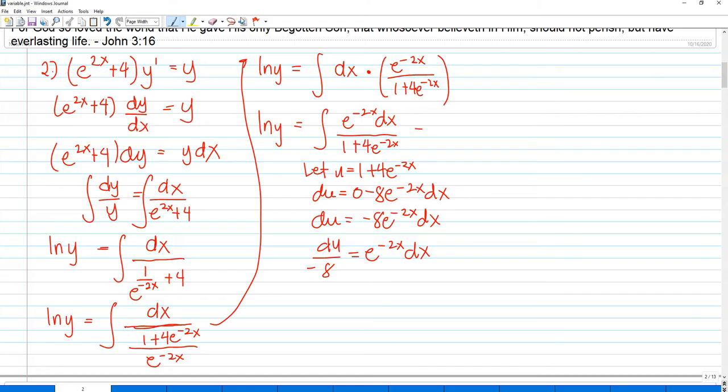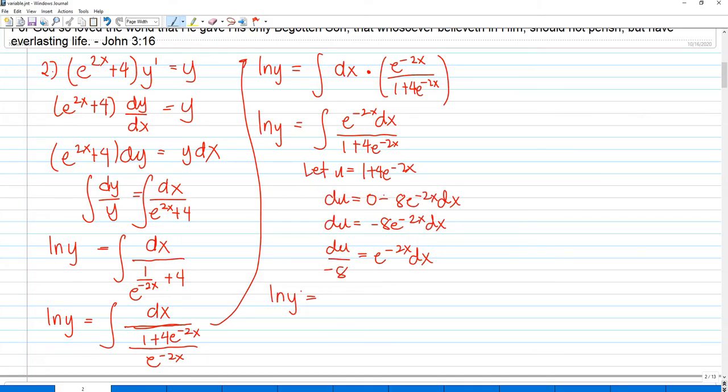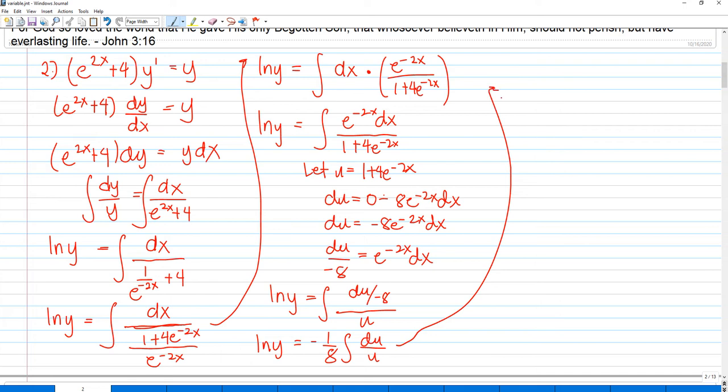So we have ln of y. ln of y equals, substitute the du and u. So we have the integral. This would be du all over negative 8 all over u. We know that we can factor out negative 1 over 8 and get the integral of du all over u, of which we know the integral very well. So this would be negative 1/8 ln of u plus c, where u, we will back substitute. Its value would be 1 plus 4e raised to negative 2x.